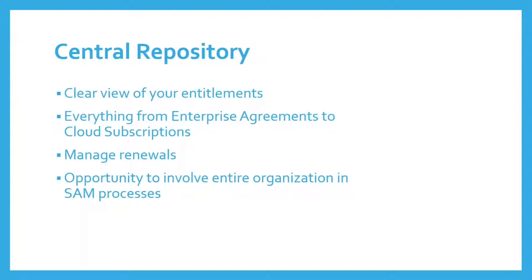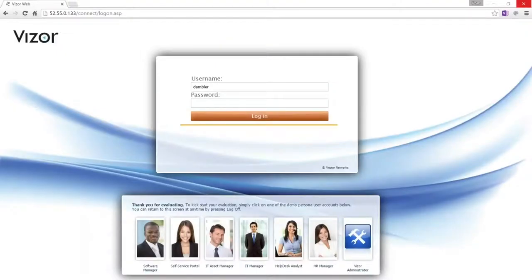So as we said, a repository really could be anything from a spreadsheet up to a full software asset management solution. But what I wanted to do is just show you what that central repository looks like in our tool, in the Vizor tool. So what I'm going to do is just go over into the Vizor tool. And firstly, you'll notice that Vizor is a web application, so it's highly distributable, which means it's very easy for people to get access into the system.